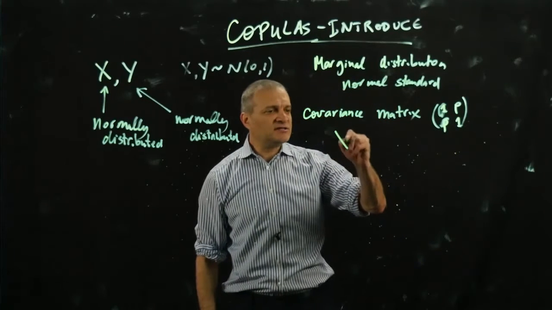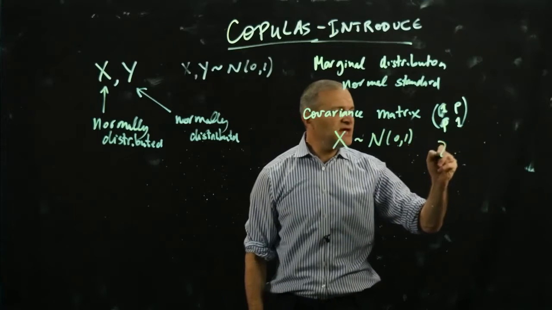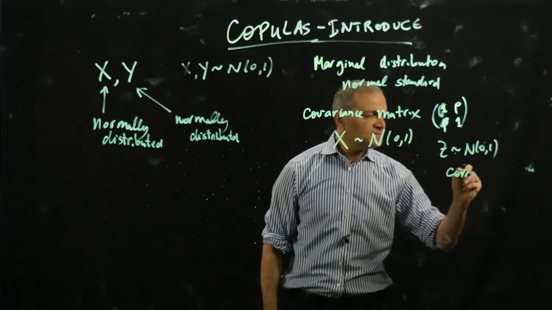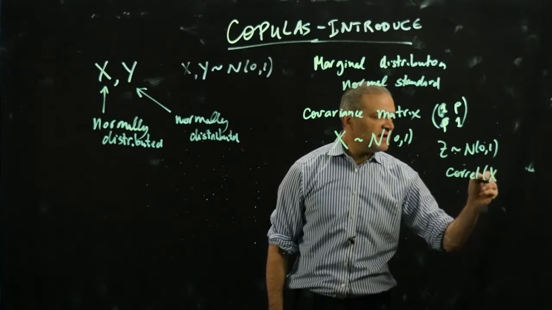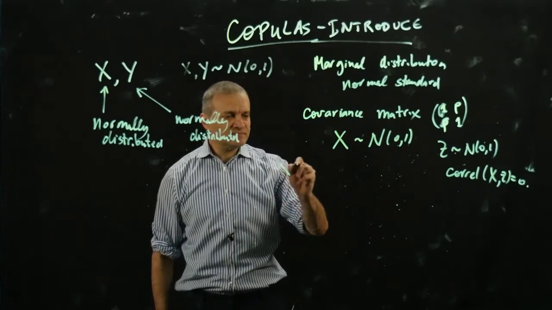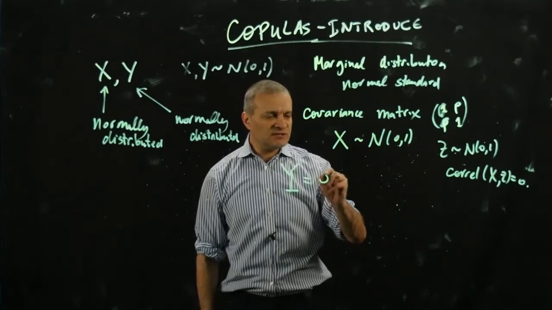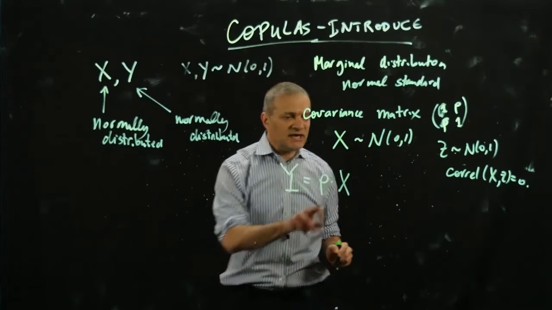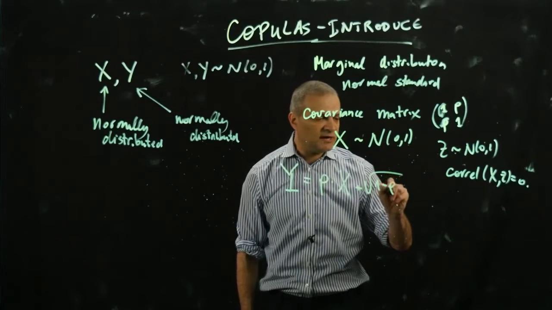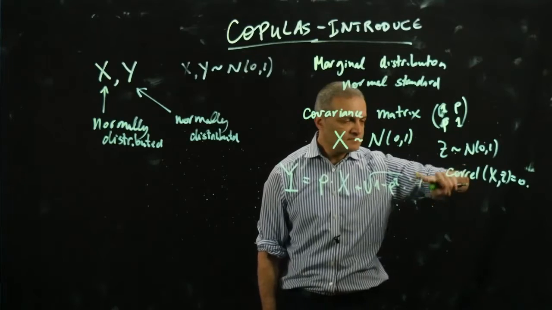So you have X, which is normally distributed. Say you have Z, which is also normally distributed, but the correlation between Z and X is 0. Now define a new variable Y. This Y is going to be the following: rho times X, so I take rho and multiply by X, plus square root of 1 minus rho squared times Z.